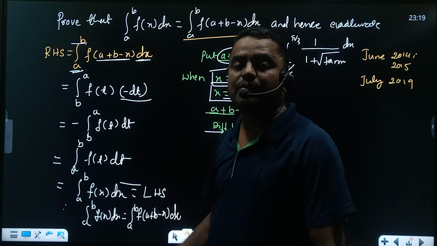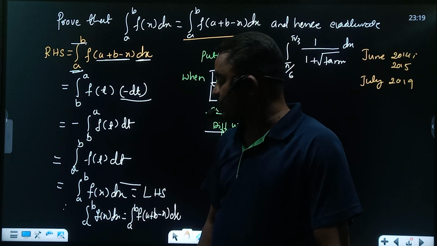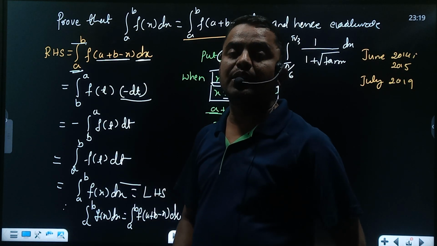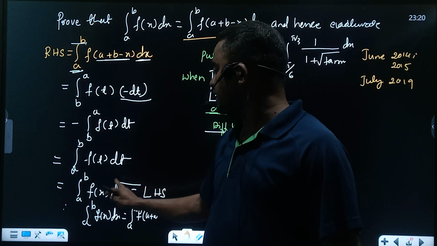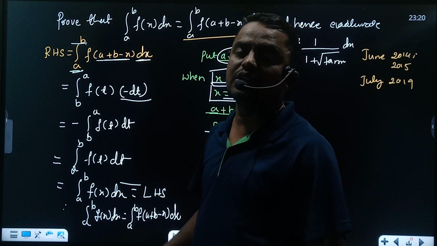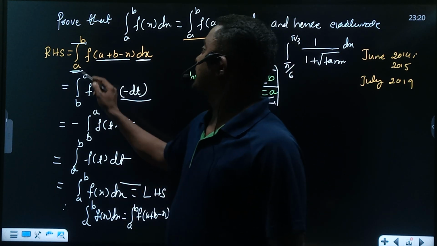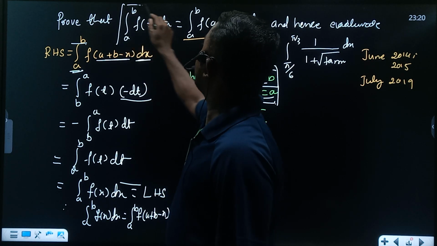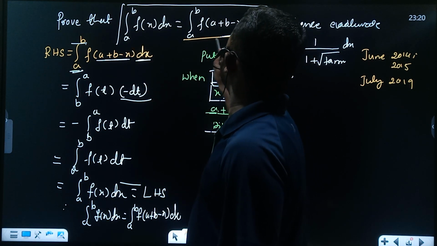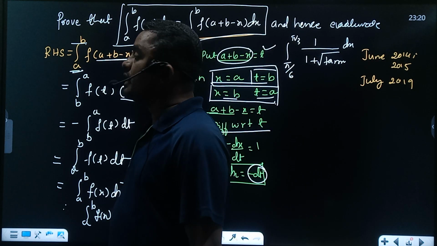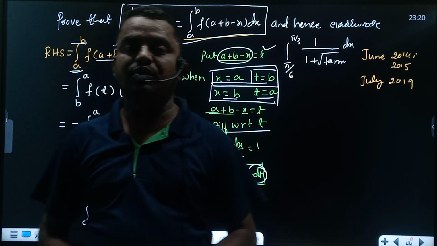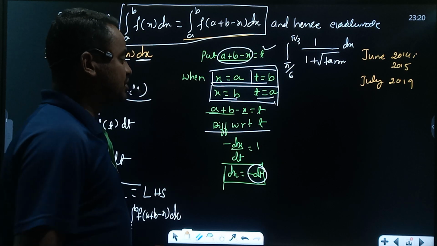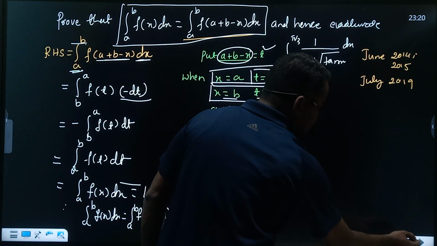Now last we have to apply the change of variable. If you change the variable, there will be no change in the integral: x becomes t, dx becomes dt, and that is equal to the LHS. Therefore the integration of a to b f of x dx is exactly equal to the integration of a to b f of a plus b minus x dx. Hence the proof of the property. So now we will solve a problem on this.